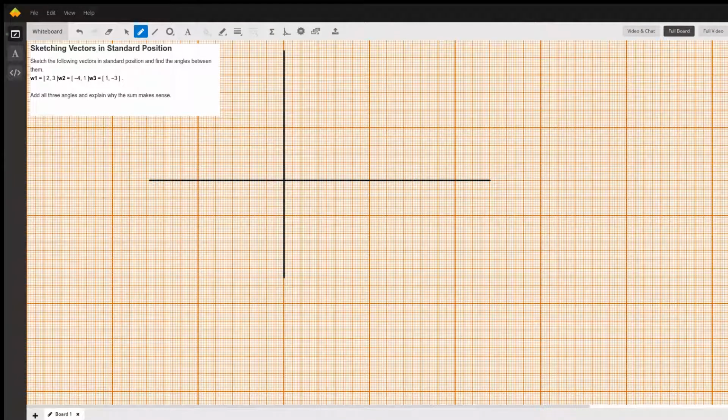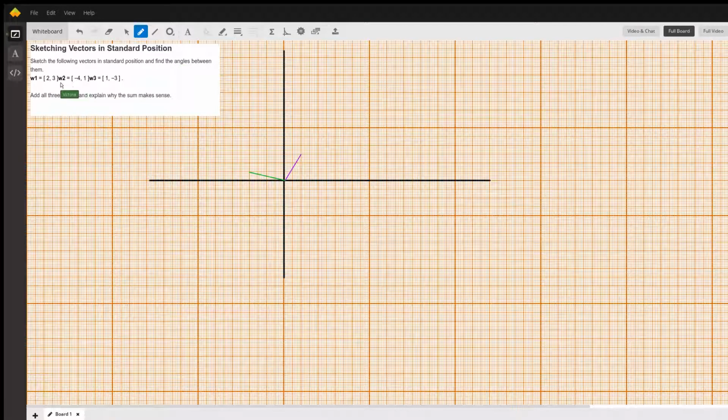We're going to graph the angles between each of these three vectors after we draw them in standard position. So the first one, W1, you start at the origin, and it is 2 to the right and 3 up. 1, 2, 3. So it's here. And then we'll do this one in green. It's 4 to the left, 1, 2, 3, 4, and 1 up. So we'll go here.